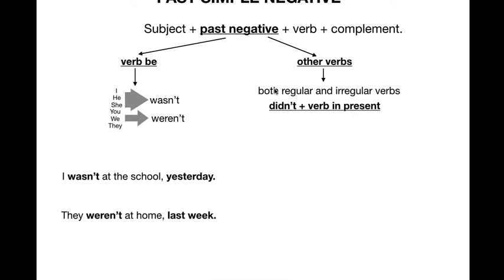For both, that is ambos, regular and irregular verbs, we have to use the auxiliary did and the verb in present. For example, I didn't work yesterday. If you remember, trabajé is with ed, it is worked with ed. But here, if you are using didn't, you don't change the verb work because this is already the past tense.